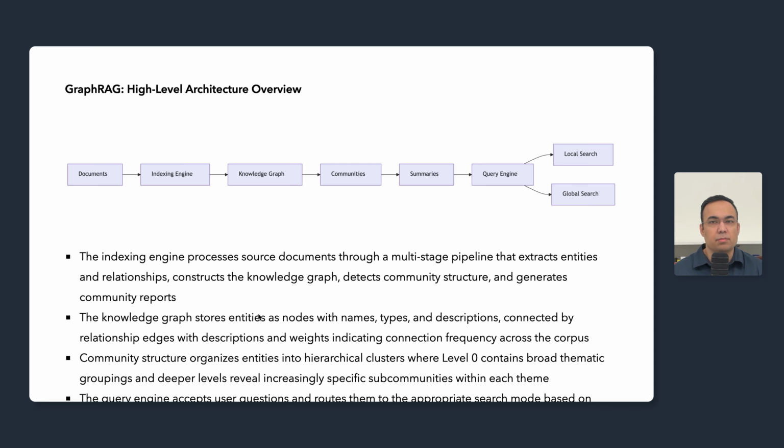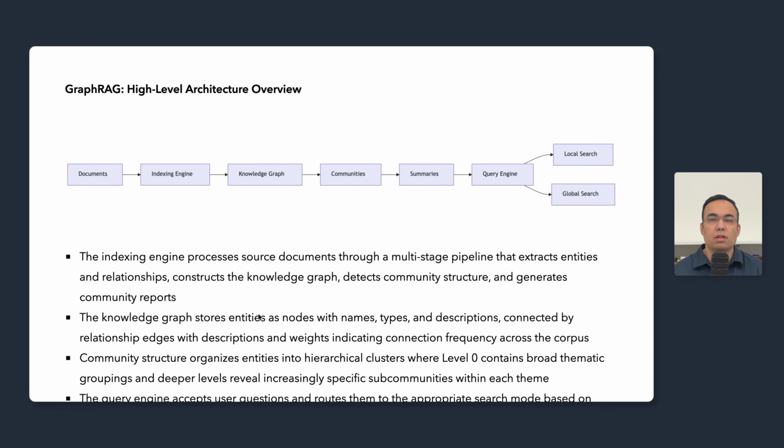The query engine accepts your user questions and routes them to the appropriate search mode. For questions targeting specific entities, local search is typically more appropriate. For questions requiring holistic understanding of the corpus, global search leverages the pre-computed community summaries. What makes this architecture powerful is the combination of structured knowledge representation with pre-computed summaries. This enables query types that are fundamentally impossible with vector-only retrieval systems.